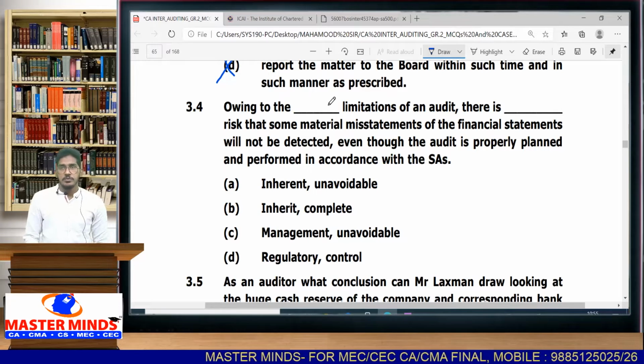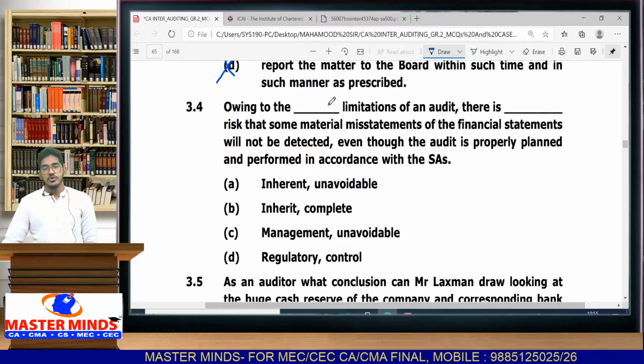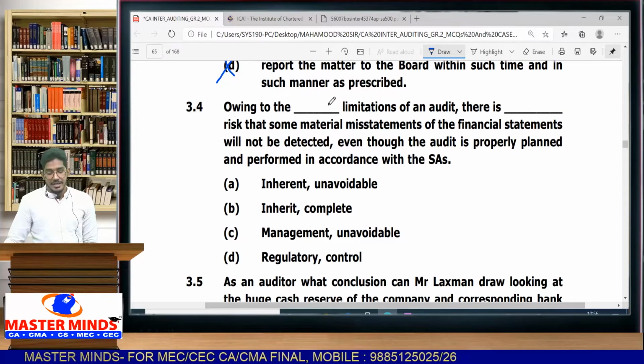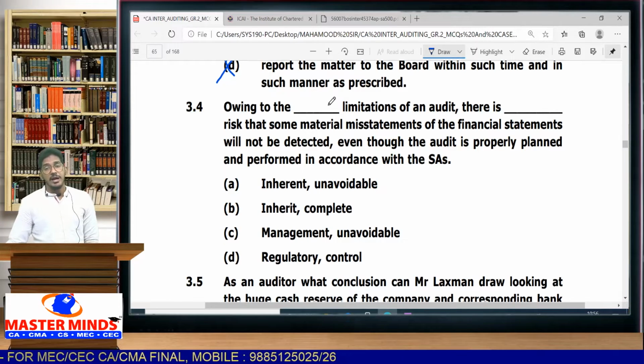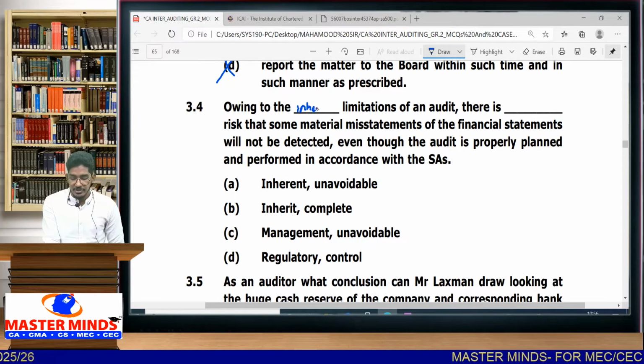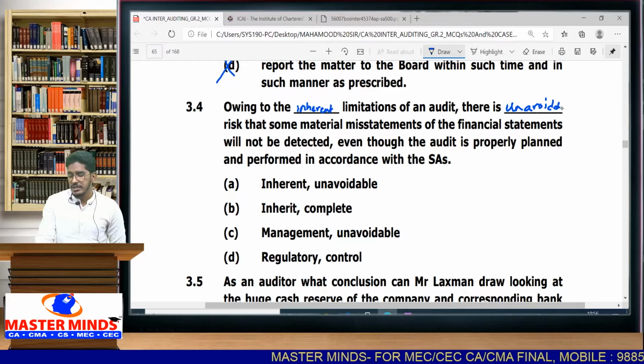So if you remember first chapter, nature, objective and scope of audit, inherent limitations we have seen. So owing to inherent limitations of audit, there is an unavoidable risk. There is a risk which we cannot avoid, that no matter how well you plan and perform the audit, you cannot identify each and every risk because of inherent limitations. So what are the correct options here? Due to inherent limitations of an audit, there is an unavoidable risk. We cannot avoid that risk of not detecting all the misstatements no matter whatever you do. So what is the correct option here?